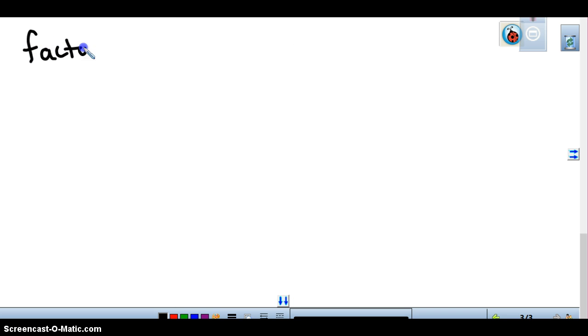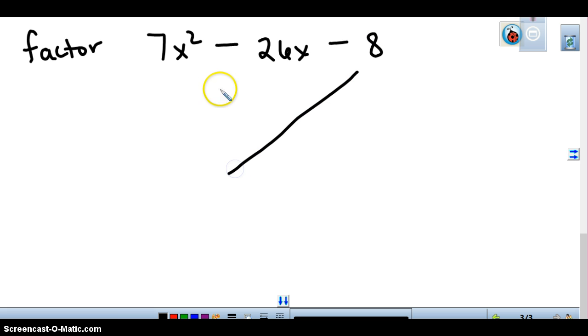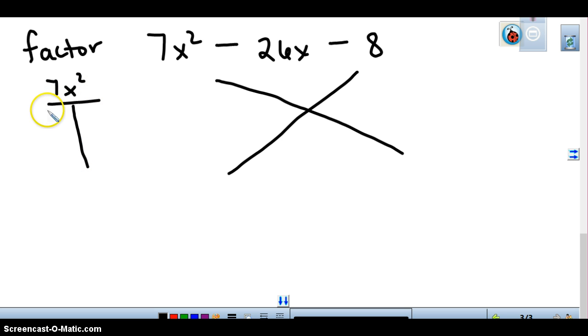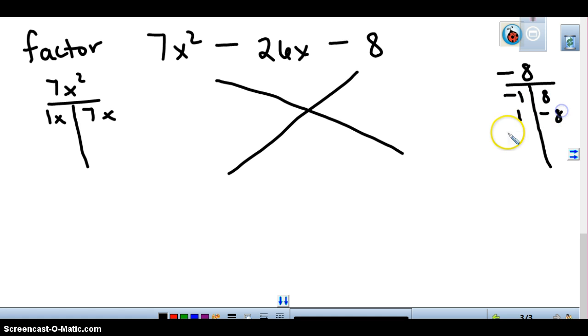We have to factor 7x squared minus 26x minus 8. What are the factors of 7x squared? 1x and 7x. What about the factors of negative 8? Negative 1 and 8, or 1 and negative 8. Negative 2 and 4, or 2 and negative 4. Now when we multiply and add, the sum of the products has to equal negative 26x.